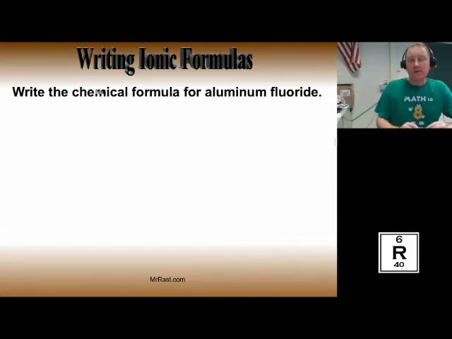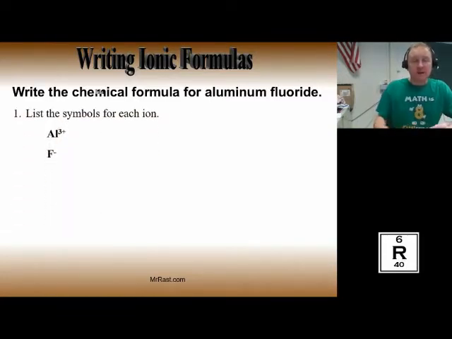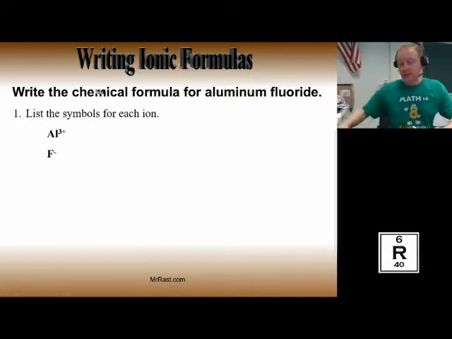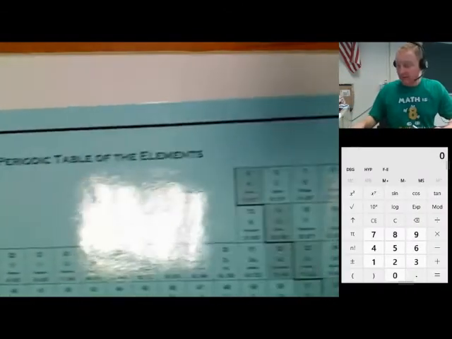If you think you know this, why don't you pause it and just try it right now. Can you write the chemical formula for aluminum fluoride? If you're a little rusty, let's go through this right here. So we first list the symbols, and this is based off of the location on the periodic table. Aluminum is +3 and fluoride is -1 based off of their locations on the periodic table.